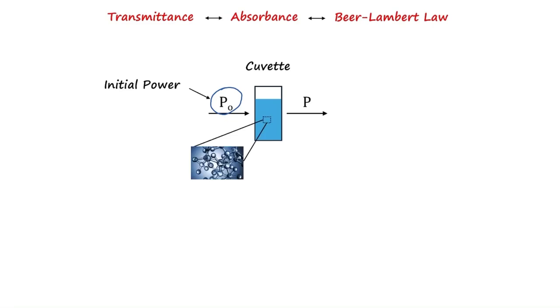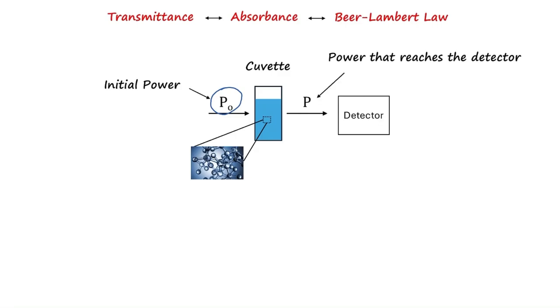Depending on the chemical species present, the sample may absorb some wavelengths of light and it may scatter some small fraction as well. What's left? The part of the light that successfully makes it through reaches the detector and has a power of P. The ratio of these two, T is equal to P over P naught, is called transmittance.